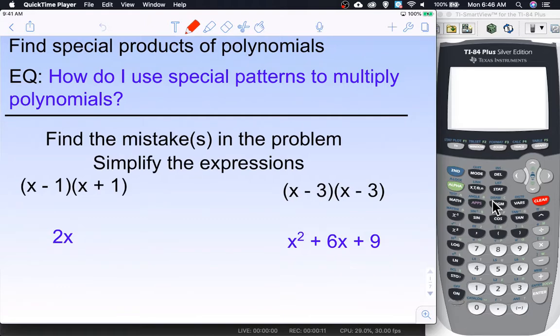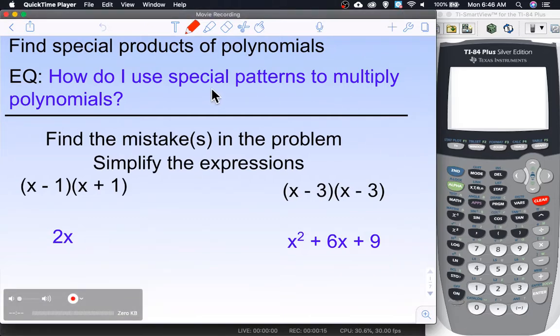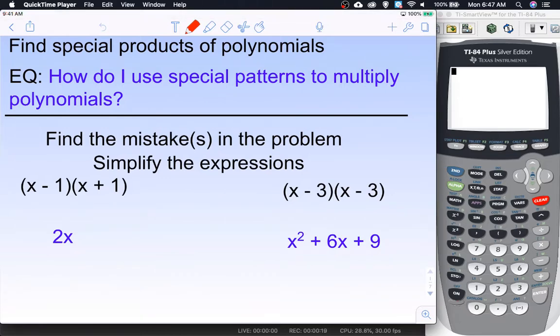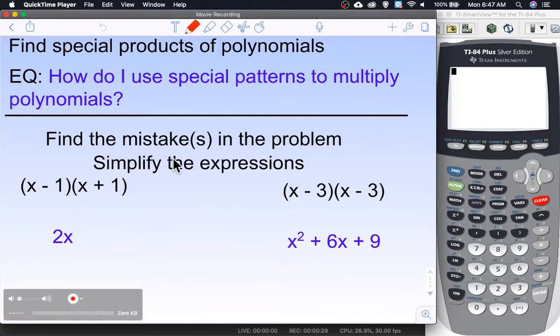This lesson is focused on these special patterns that don't really come in that handy in this lesson, but when we start factoring and we're doing the reverse of this multiplication, it actually does come in a little bit more handy. So take a second, see if you can find the mistakes in the problems below.